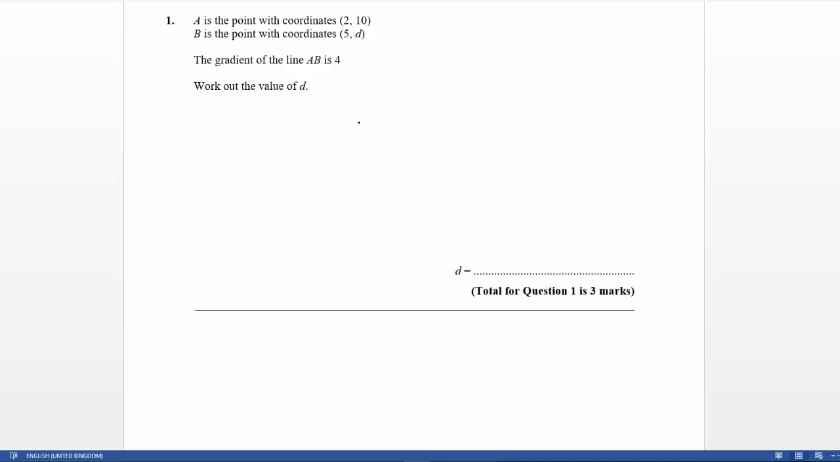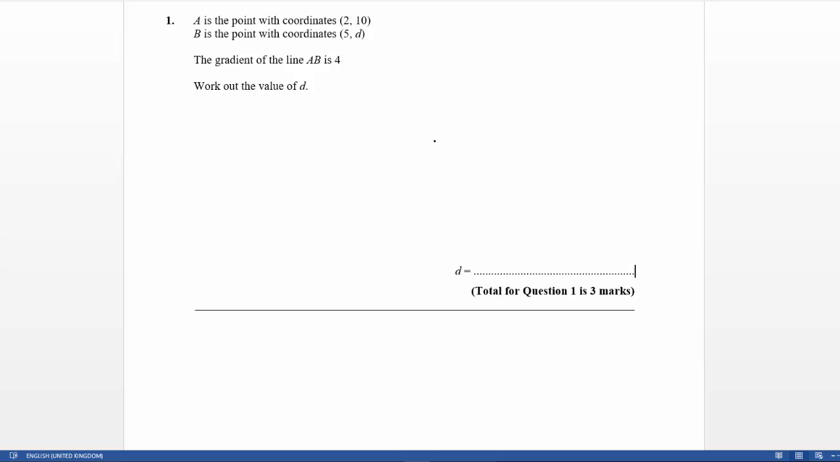Right. Okay. So what we're going to do, we're going to have a go at this question here. It says A is the point with coordinates 2, 10. B is the point with the coordinates 5 and D. So D is unknown. It also says the gradient of the line AB is 4. Now what it's asking us to do is work out the value of D.